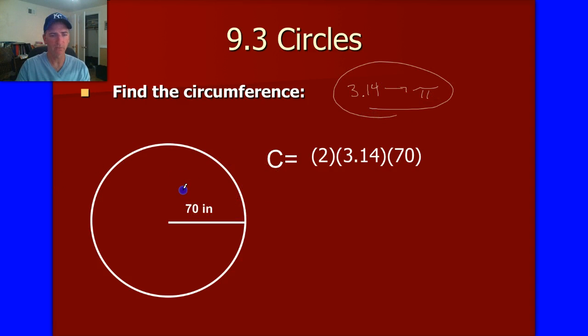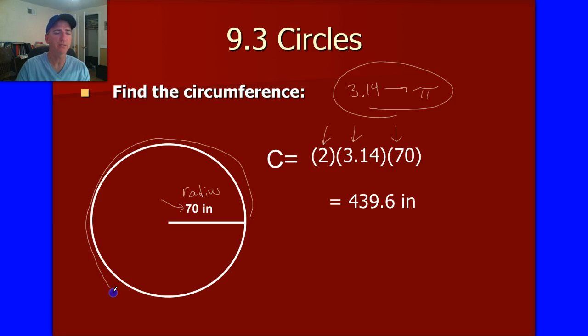So if I know that the radius is 70 inches in this question, you take 2 times pi times 70 and just put that in your calculator. You get 439.6 inches. Notice it's not inches squared because the circumference is a linear measure. It's not two-dimensional, so it's just inches. That's how many inches would go around the circle in this problem. It's pretty simple once you know that formula.